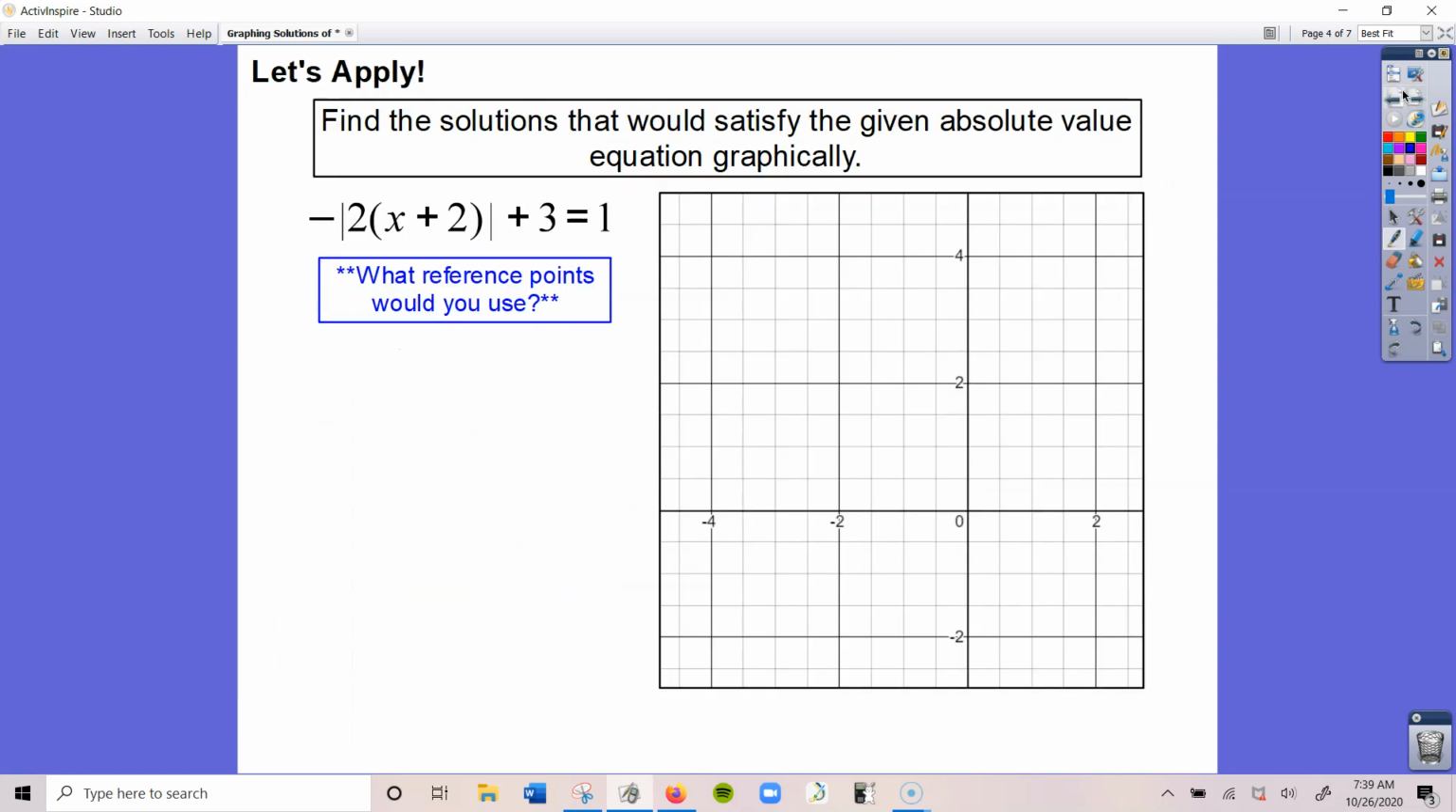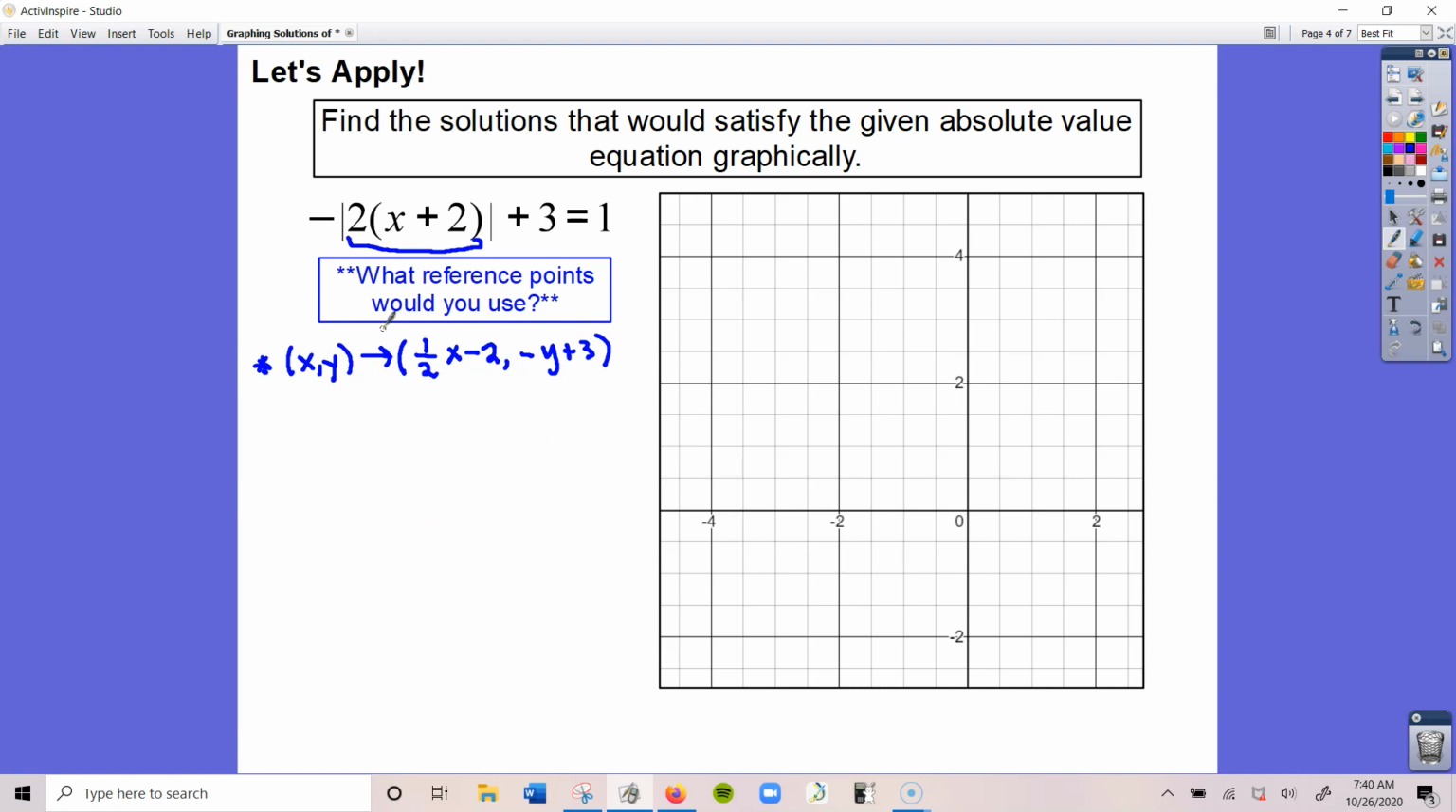Let's try this one more time. We have here negative absolute value of 2x plus 2, plus 3 equals 1. Remember that we're only going to graph the absolute value part first. So we're going to write our rule for the x's and the rule for the y's. Inside, we have this 2 that is being multiplied, but we have to do the opposite. So 1/2 x minus 2. And for the y's, we have the negative and the plus 3, so this will be negative y plus 3.